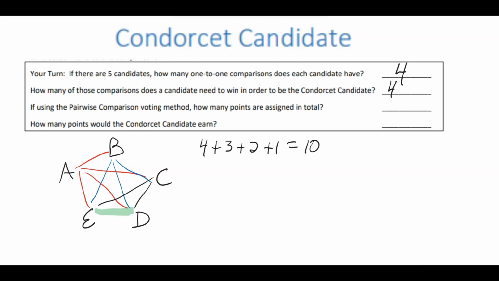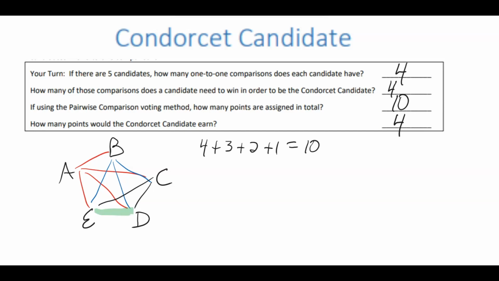If using the pairwise comparison voting method, how many points are assigned in total? Since there are 10 comparisons, 10 points would be assigned in total. How many points would the Condorcet candidate earn? Well, they are in 4 total, and they have to win all 4 of them. So, if you are doing the pairwise comparison method, and you find that one person gets 4 points, they are going to win the pairwise comparison method, because no one can get more than 4 points.